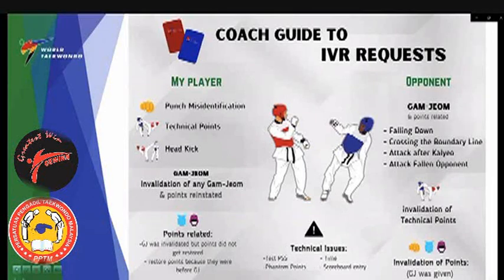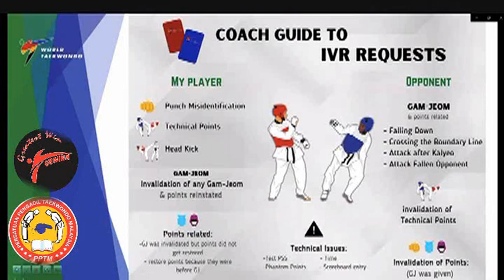Or perhaps when there's a clear punch only by one player and the judges pushed for the punch point, but they missed the scoring window. Maybe one judge was a little bit quicker and the other one was a little bit slower and it didn't register. But as a coach, you see the lines. This also would be punch misidentification. But this only applies when only one player punched. If they both punch, it does not.